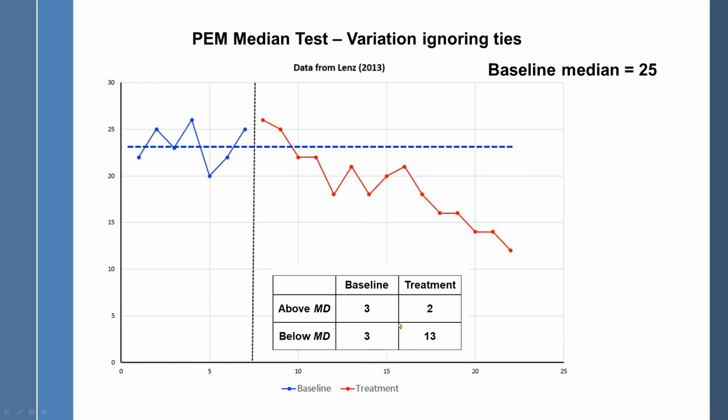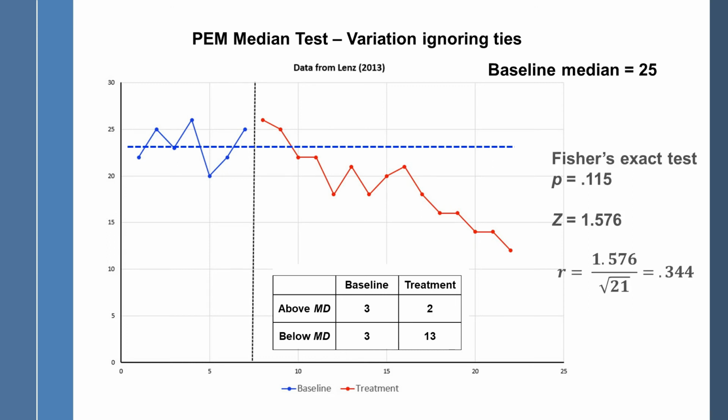But the picture for the treatment phase is a lot different. And you can see that there are 2 data points above that baseline median, whereas we have 13 below. So we go through the process of analyzing it using the weighted system in SPSS, and Fisher's exact test comes out to be 0.115. The corresponding z-score, 1.576, is then turned into an effect size R of 0.344. And that would be a medium effect size. I think that accurately reflects what is going on here.